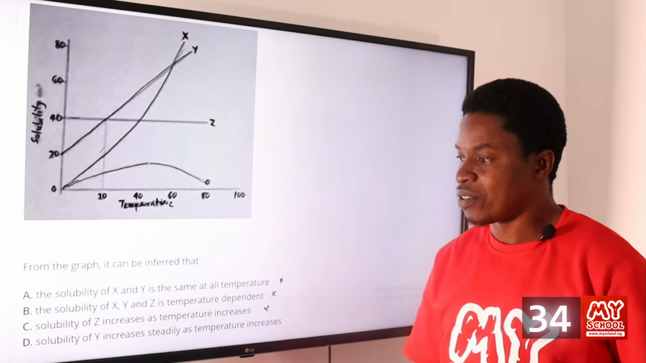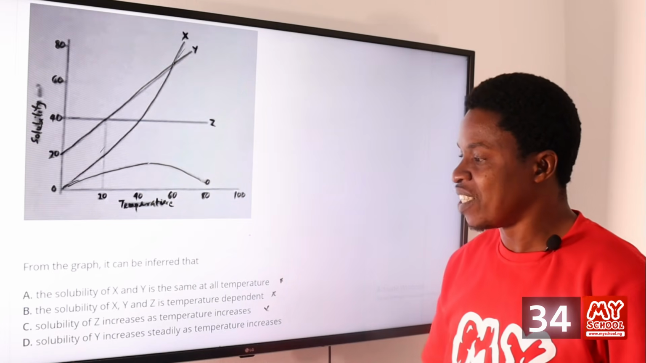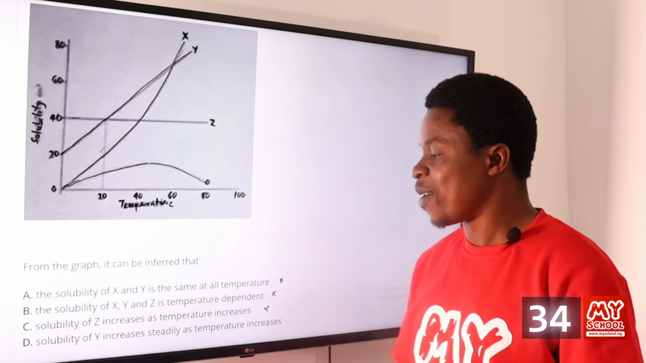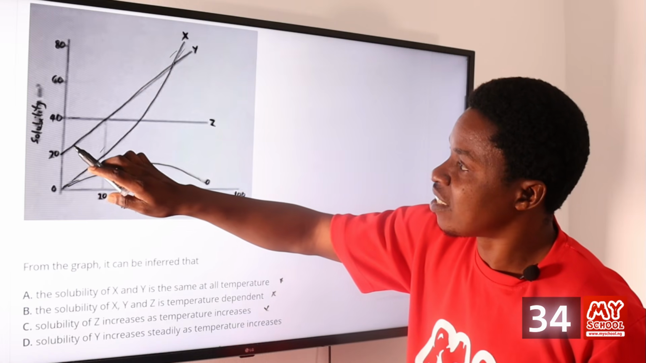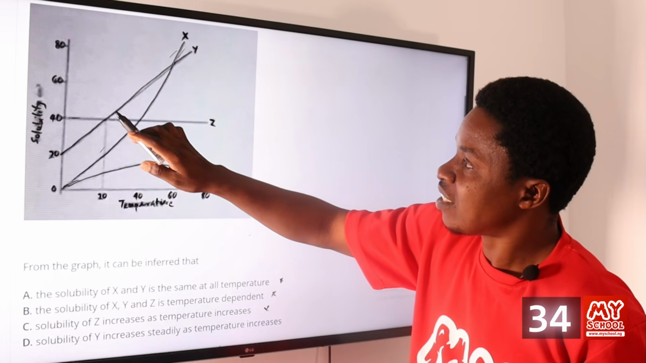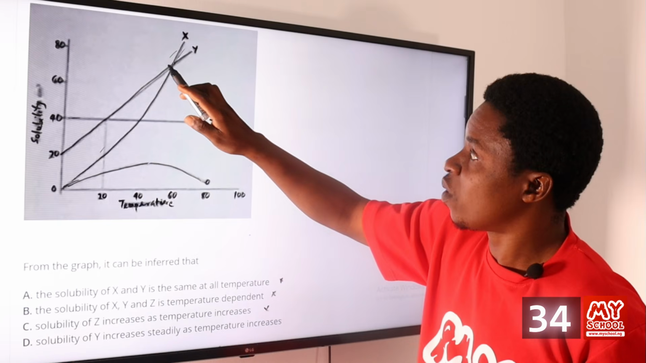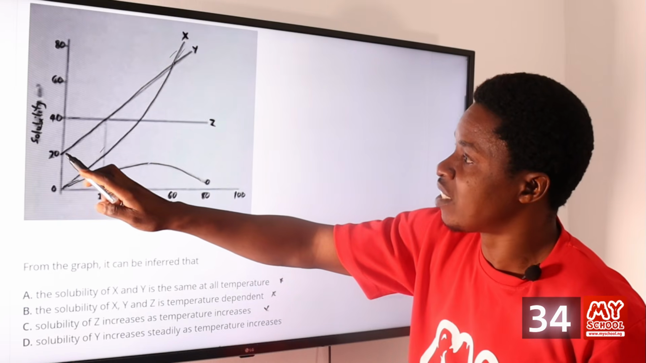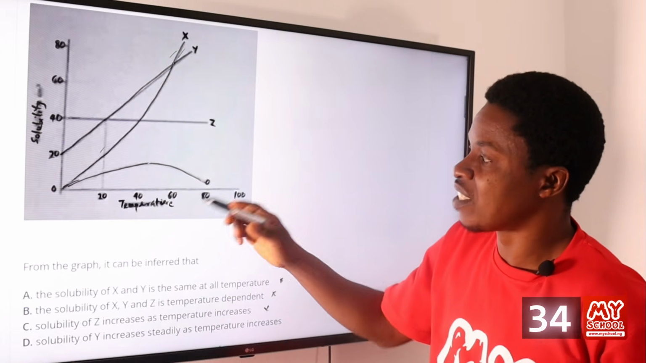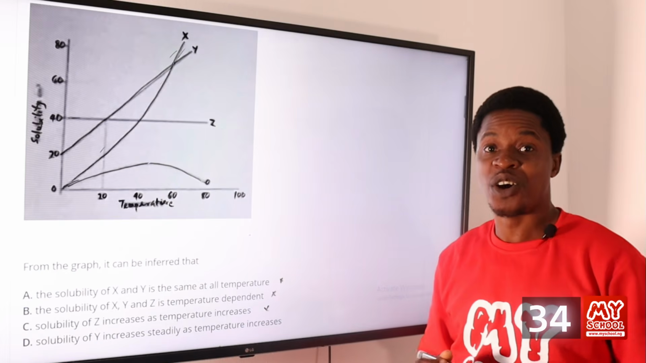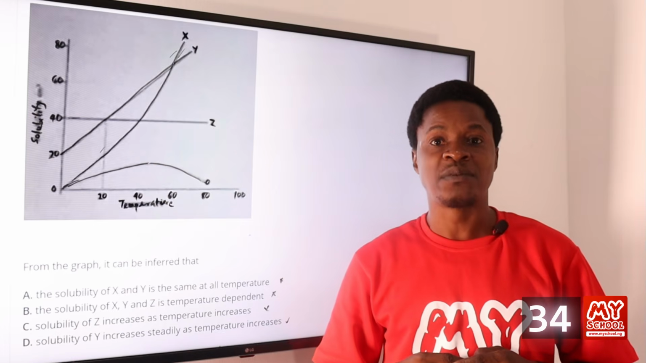Then option D is the last option. It says solubility of Y increases steadily as temperature increases. So let's look at that. Here is Y, and it is increasing steadily, gradually. You can see it is moving up, increasing gradually as the temperature also is increasing. At this point, if you trace this one down, this is around 65 or 70. So as temperature is increasing, solubility also is increasing. So option D is actually correct. So the correct answer is option D.